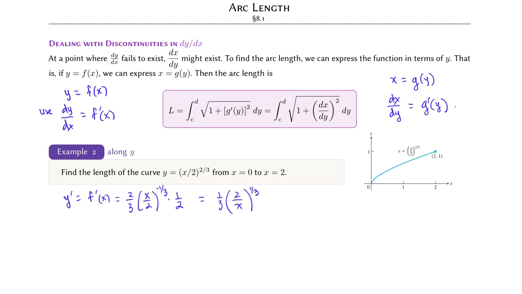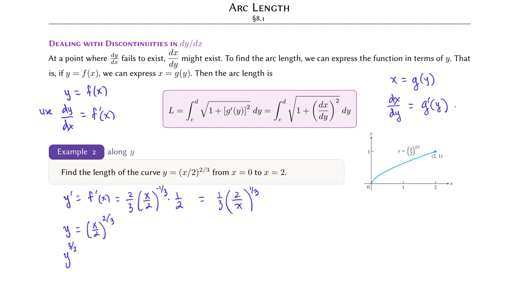But this is undefined when x equals 0, so we cannot use the arc length formula, the integral of the square root of 1 plus f prime of x squared dx. Instead, we're going to rewrite the function in terms of y. y equals (x/2) to the power 2/3.